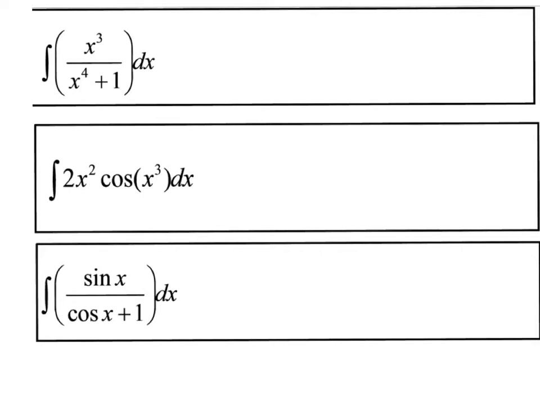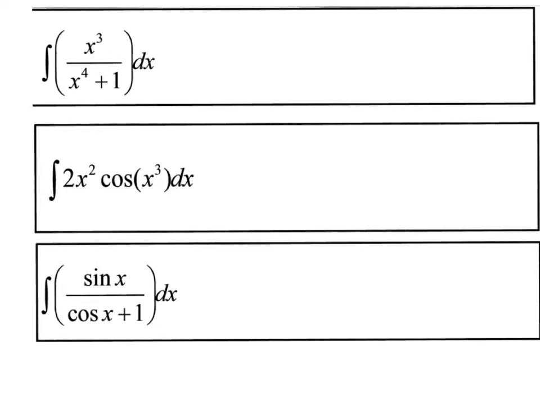So in this first example, I've got a function divided by another function. I don't have a quotient rule for integrals, so I'm looking to do substitution. That's my first goal. And you look at x to the fourth plus 1 as the lower function. The derivative of that would be 4x cubed, which is awfully close to the numerator, and I could do some adjustment to make it the numerator.